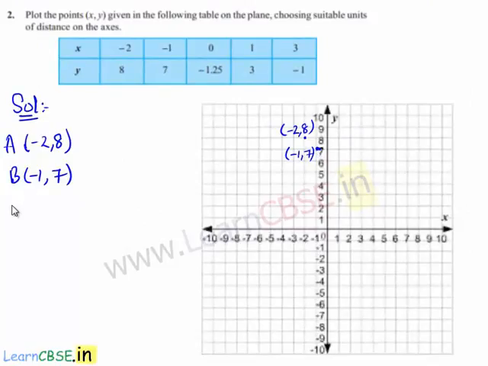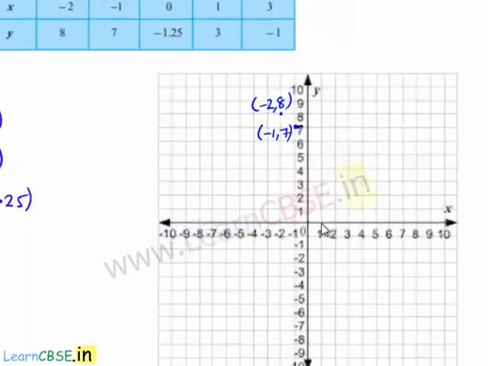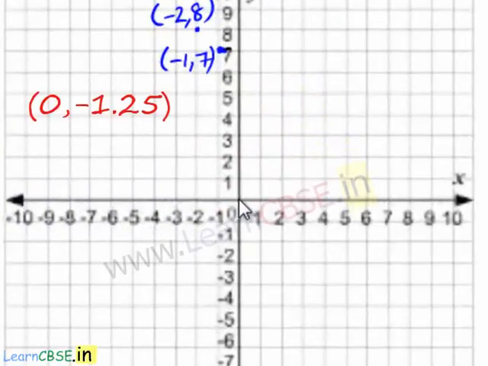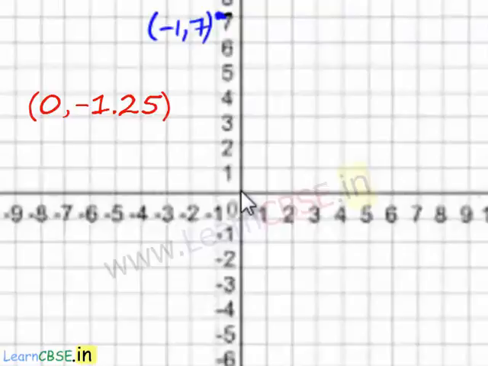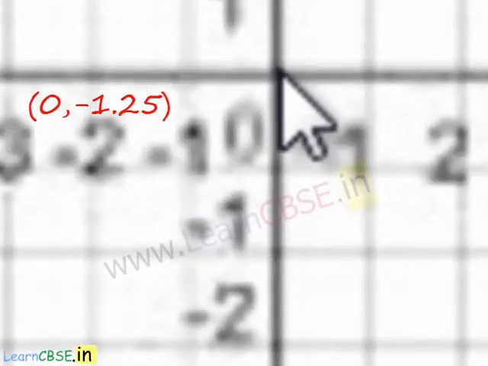Let us take the third point C, (0, -1.25). Starting from the origin, since the x coordinate is 0, the distance of the point from the y-axis is 0, so the point remains on the y-axis. And further from here, since the y coordinate is given as minus 1.25, we move 1.25 units from the x-axis along the negative direction of the y-axis. So the point (0, -1.25) will be here.